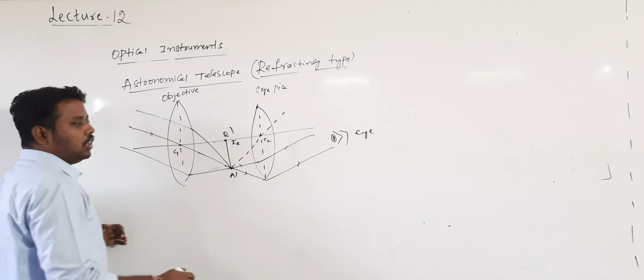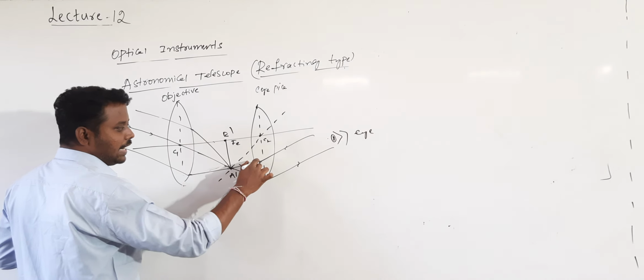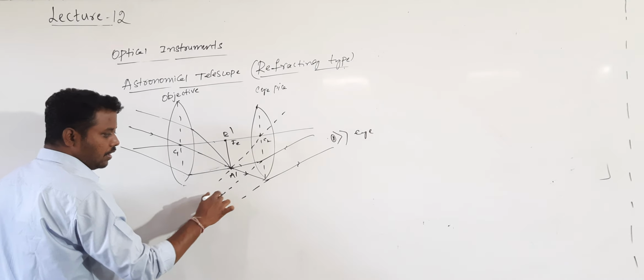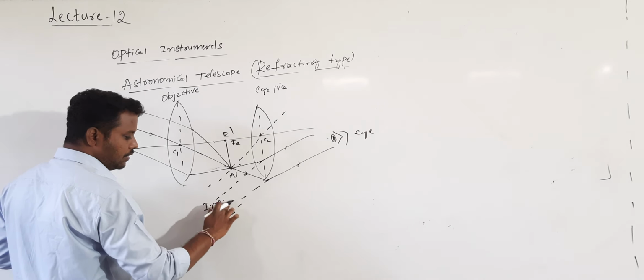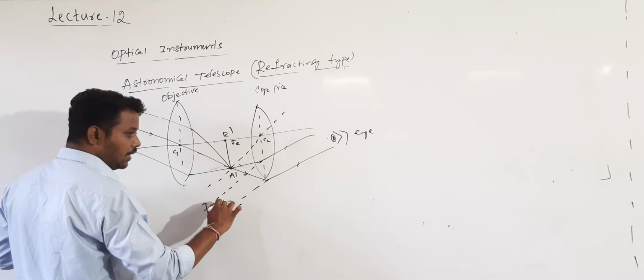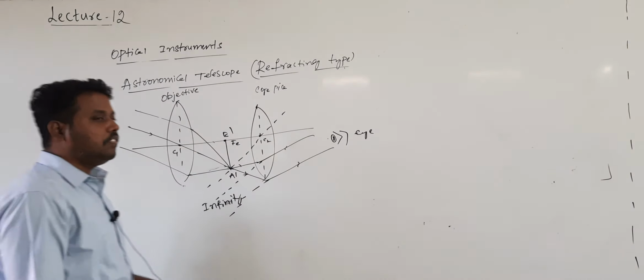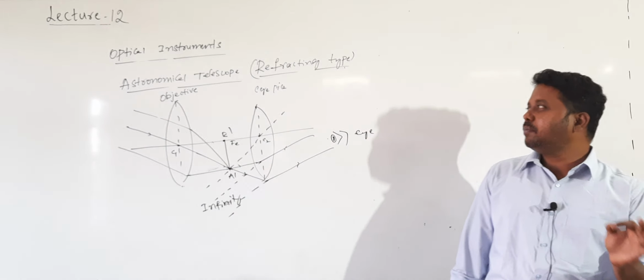So again, what will I get? I will get the final image at infinity. These light rays appear to be coming from infinity. So the condition is that the image is formed at infinity. The image is forming at infinity by this refracting type of telescope. Only the ray diagram they are asking.